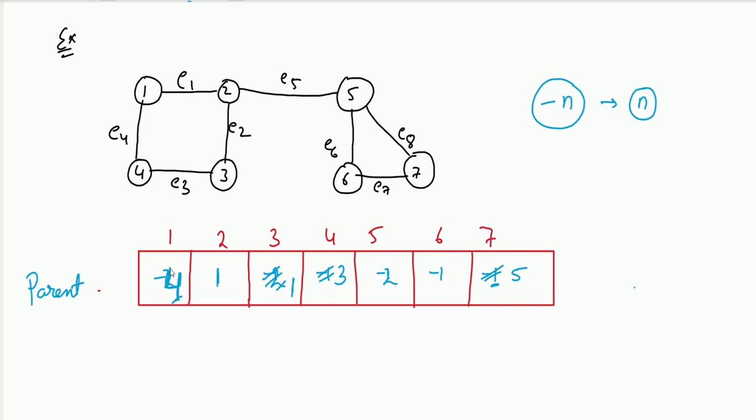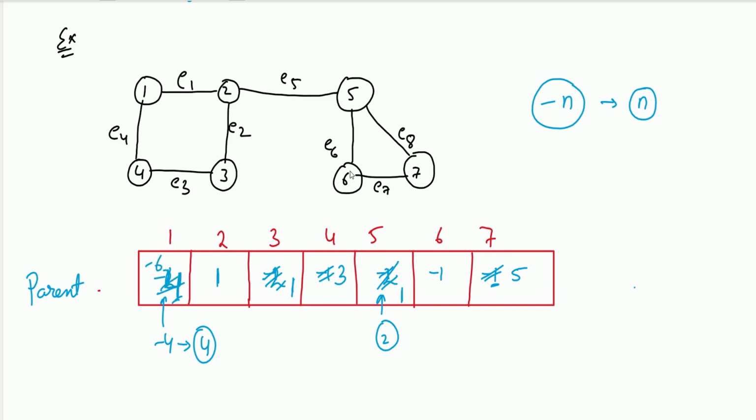Why? Because if we transform this -4, we know that there are 4 vertices in this tree and 2 vertices in the other tree. The 2 vertices are 5 and 7, and the 4 vertices are 1, 2, 3, 4. So when we merge them, the parent of 5 will become 1 and this will become -6.